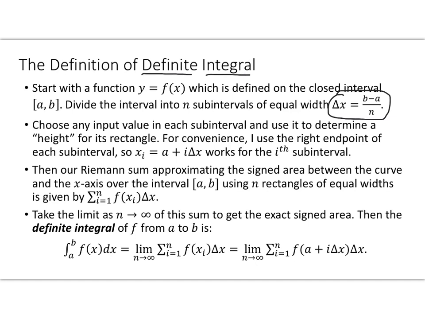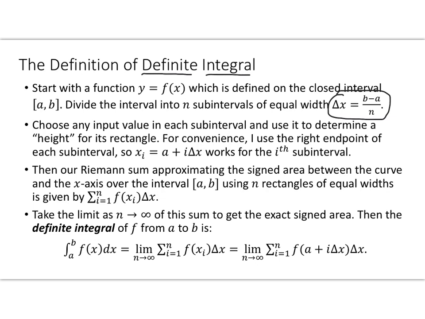And then to get the heights of each rectangle, we take each little base of rectangle and we pick a point within that base. Usually for convenience, we use the right endpoint of each little rectangular base. We could also use the left endpoint or the midpoint or some other point like that. But the right endpoint typically is the most convenient.